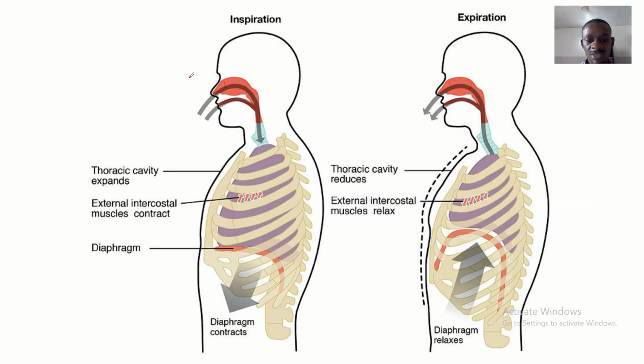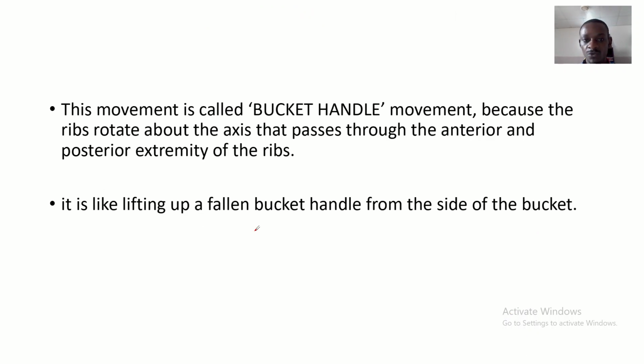So this is inspiration, guys, and this is what they mean by that explanation. You could see that the middle of these ribs lies lower than the plane passing between the two ends of the ribs. So there will be elevation of the ribs when you breathe in. This is called bucket handle movement, because the ribs rotate about the axis that passes through the anterior and posterior extremities of the ribs. It is like lifting up a falling bucket handle from the side of the bucket. That's why they call it bucket handle.